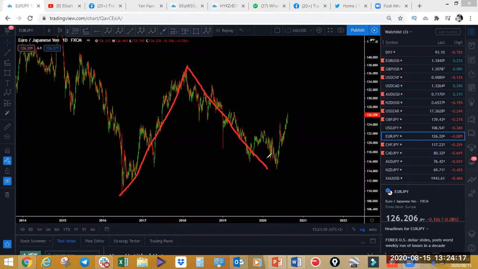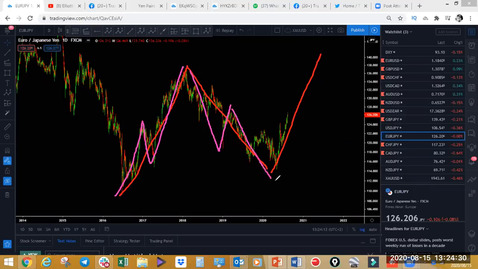A move down, a move up, a pullback, and a move to the upside. What does that look like structurally, internally? We have got this as an A, B, C to the upside. You've got a W, X, Y this side. Are we going to get another W, X, Y? So any pullback that we're going to get from current levels will just be giving us this opportunity to ride the rest of the trend.